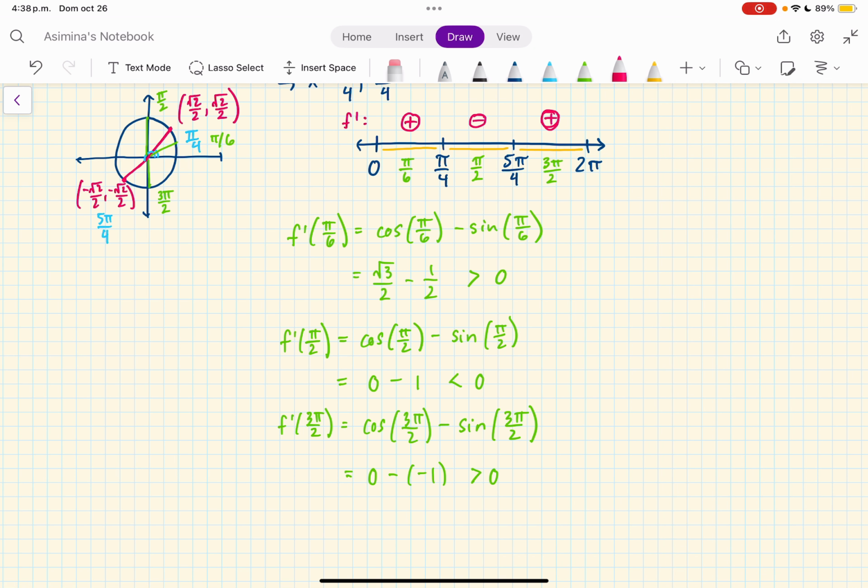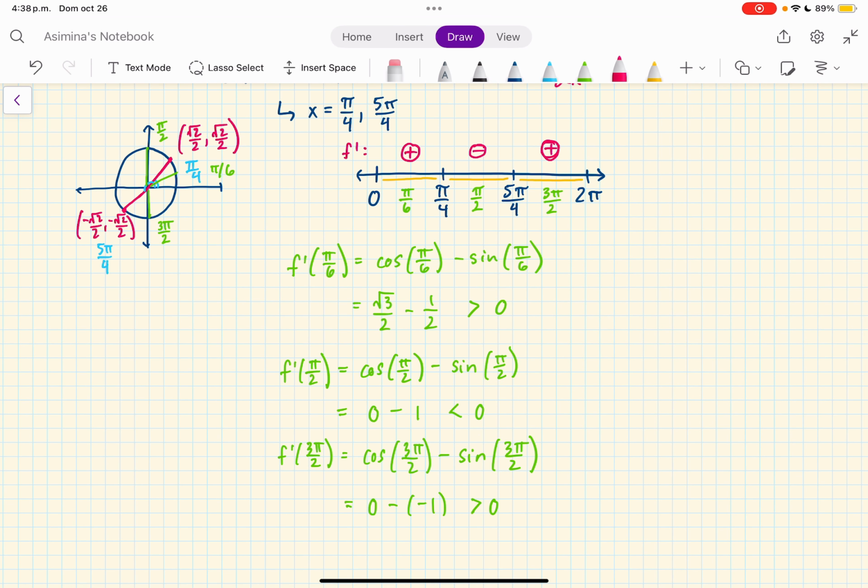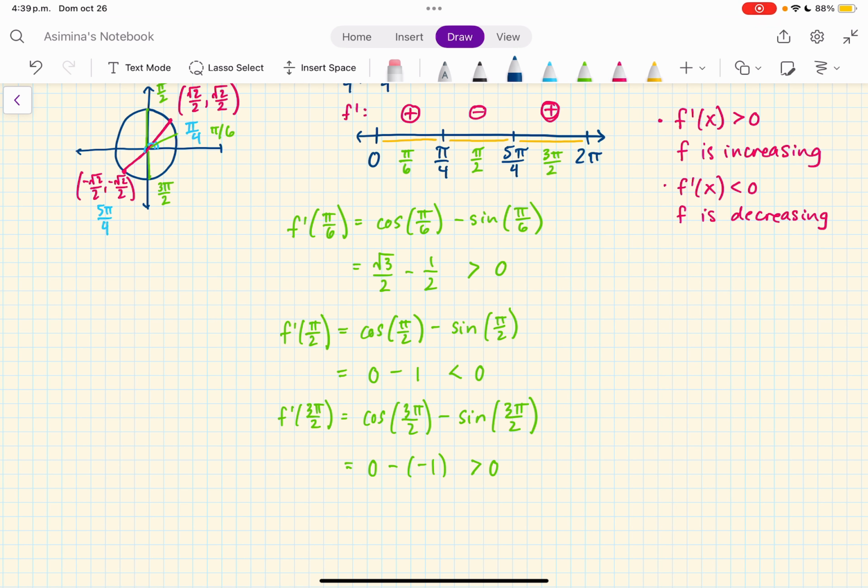Okay, now how can we use this information to determine where f is increasing or decreasing? Well, the intervals for which f prime of x is greater than 0 are the intervals for which f is increasing. And then the intervals for which f prime of x is less than 0 are the intervals for which f is decreasing. So, given this information, what can we say?